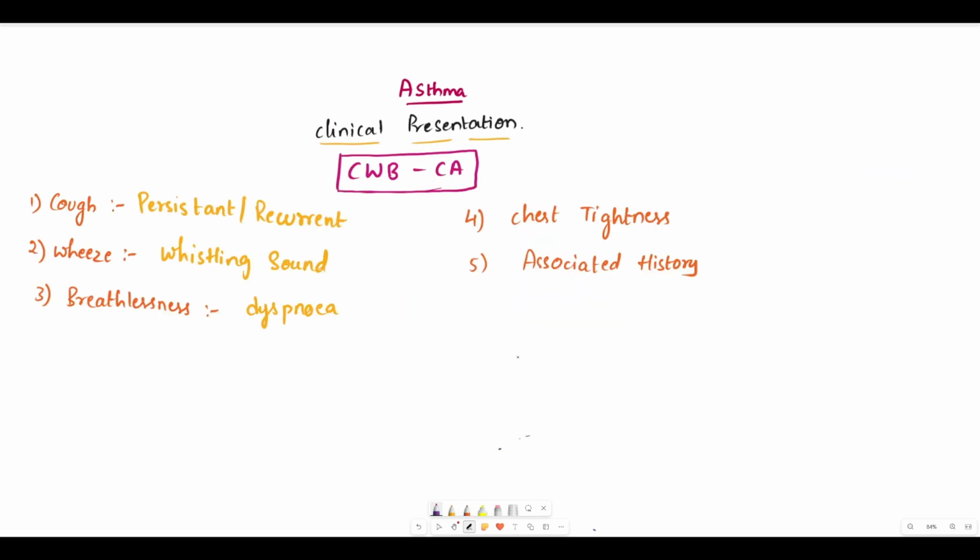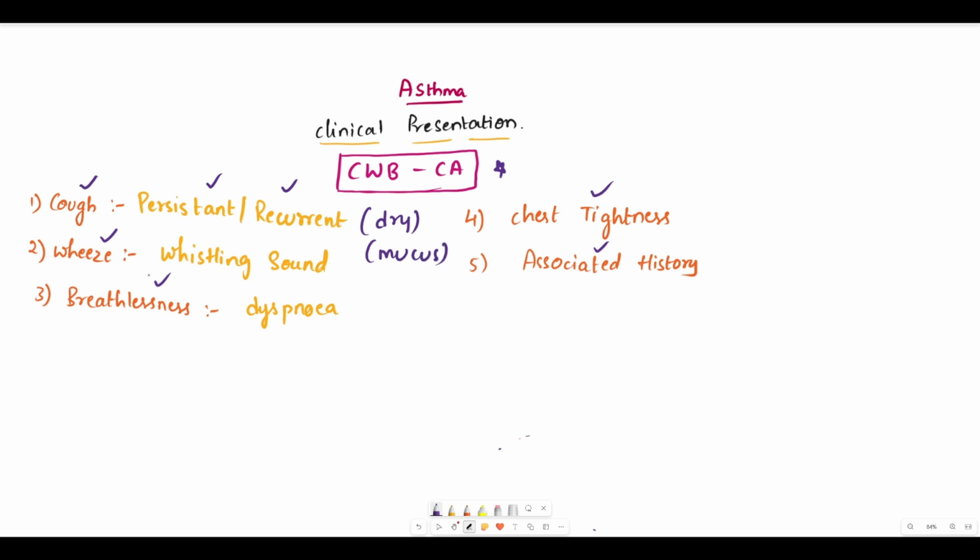So coming back to the clinical presentation of asthma, just remember a simple code, that is CWB and CA, where C means cough, W means wheeze, B means breathlessness, C means chest tightness, A means associated symptoms. So cough means what? In this asthma condition, there will be a persistent or recurrent cough, and usually this cough will be worsening at night or sometimes in the early morning.